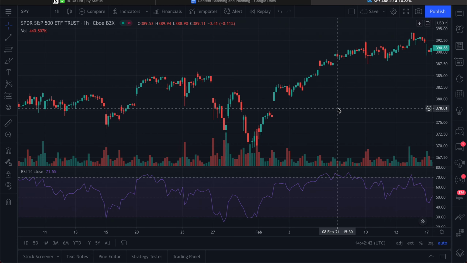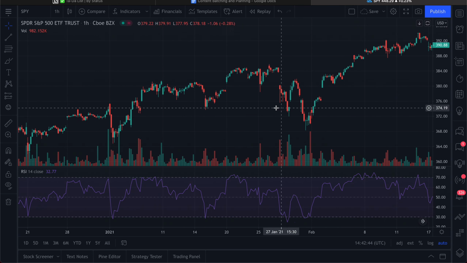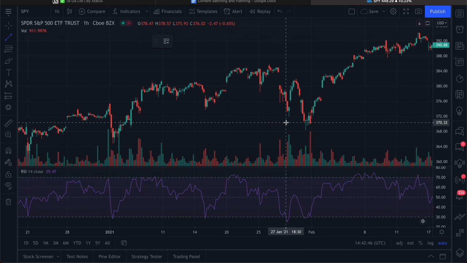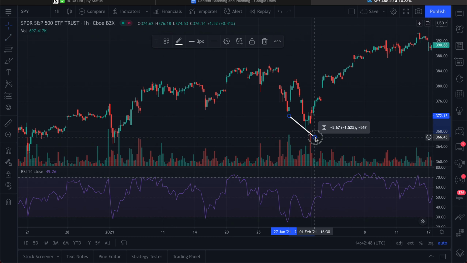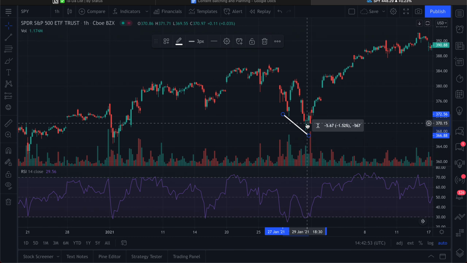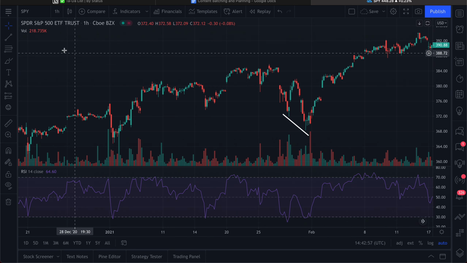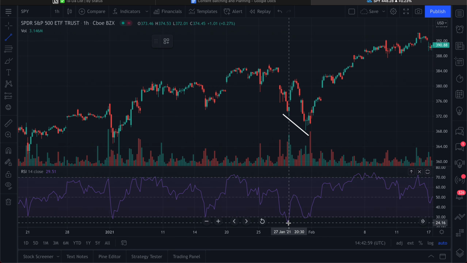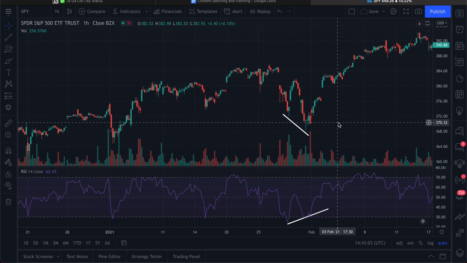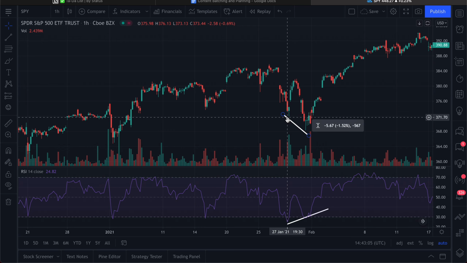So right here is a perfect example. What we can see right here is that the lows of SPY are going lower, right? You can see here that this low is lower than this low. So we can see that we're moving lower. But at the same time, the RSI, these lows that correlate with these lows, are actually getting higher. And that is why it's called an RSI divergence, because it's doing the opposite of what the stock is doing.